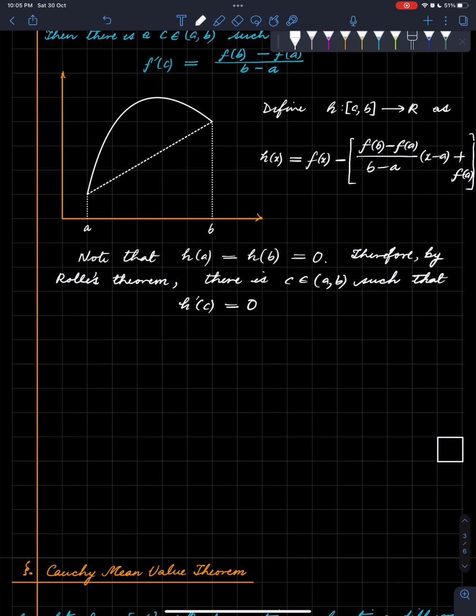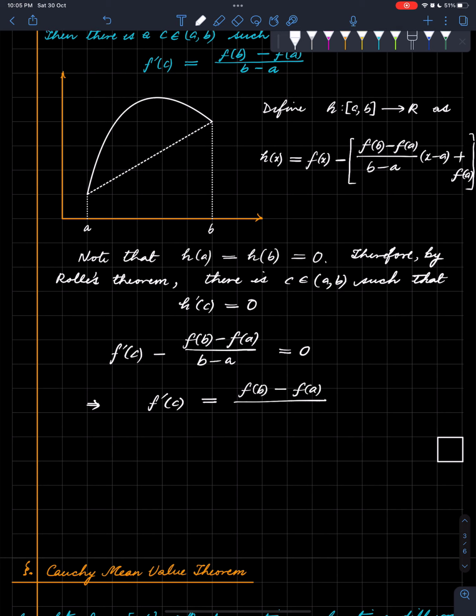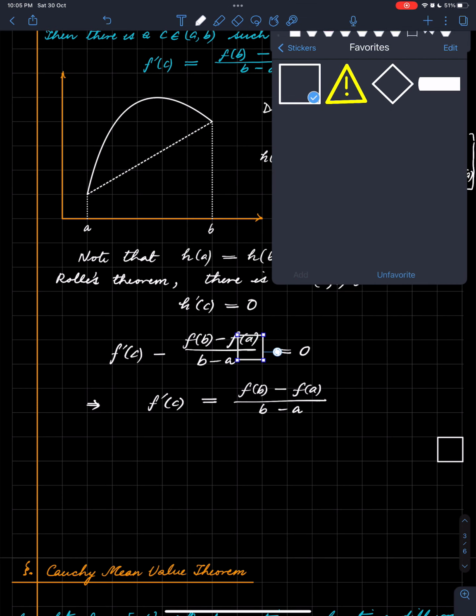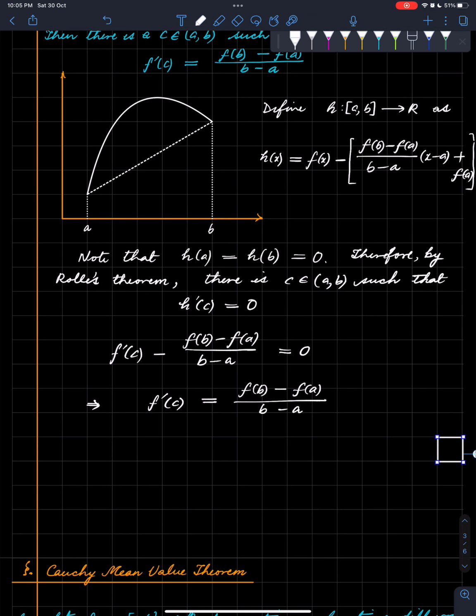But what is h prime C? h prime C is nothing but f prime C minus f b minus f a divided by b minus a, and that's it. That's what h prime C is. You can compute it. This is 0, and that gives the result, which gives us a very simple proof.